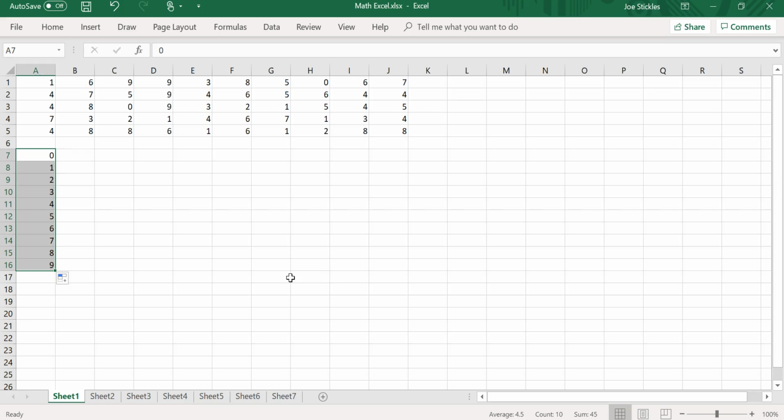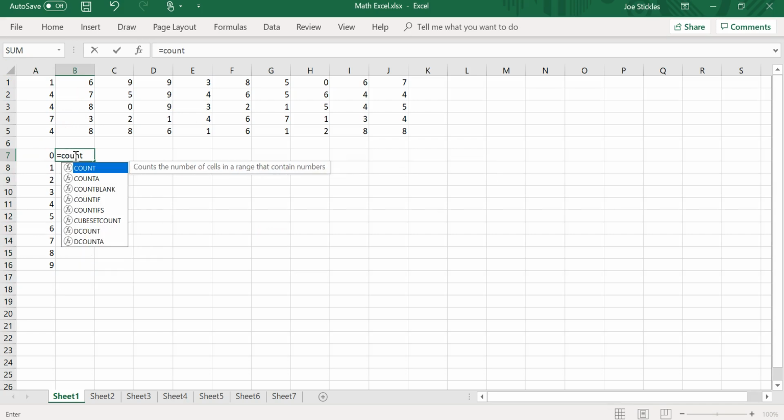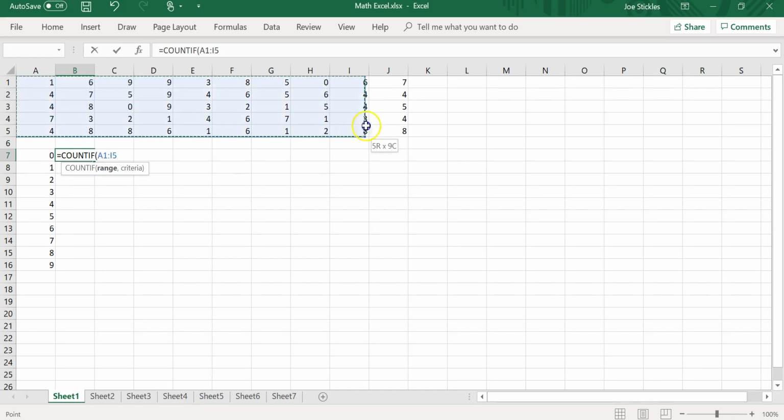Anyway, what I want to do is use what's referred to as the COUNTIF function. If I just type the word count, it's the fourth one down. COUNTIF. I'm going to highlight the block of stuff here.